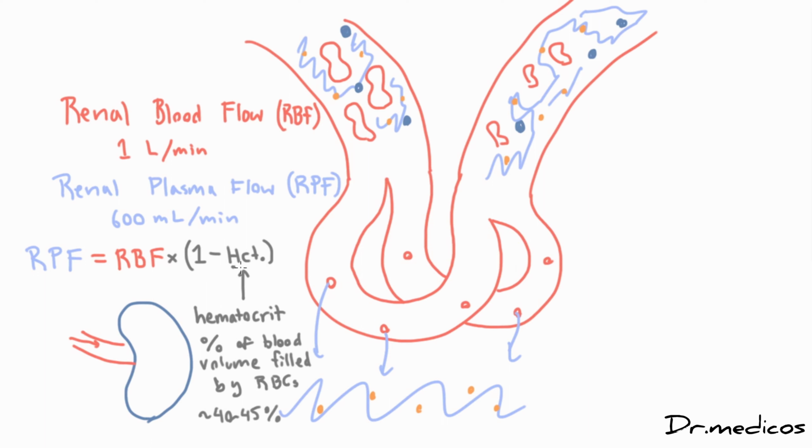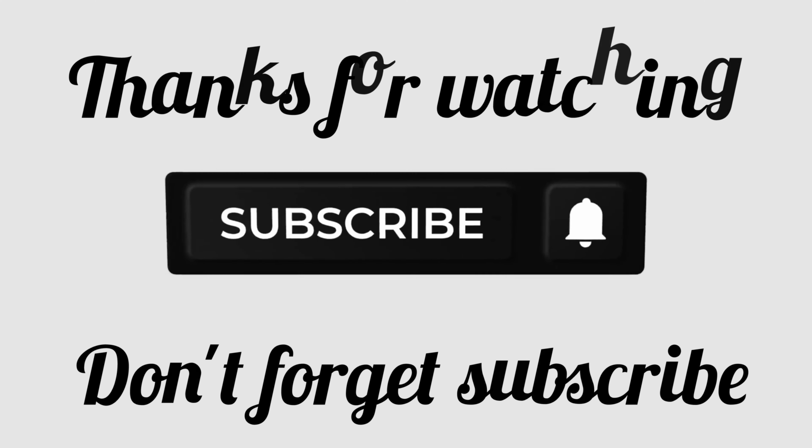And so if hematocrit is the percent of blood volume that's filled with red blood cells, then 1 minus hematocrit is the percent of blood that's filled with plasma, that's not filled with red blood cells.